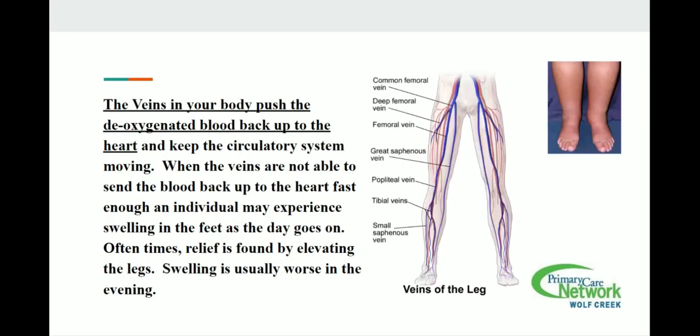The veins in your body push the deoxygenated blood back up to the heart, and they keep the circulatory system moving. When the veins are not able to send the blood back up to the heart fast enough, an individual may experience swelling in the feet as the days go on. Oftentimes, relief is found by elevating the legs, and swelling is usually worse in the evening.